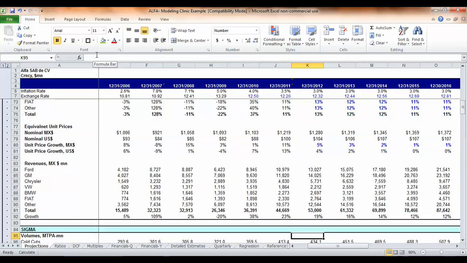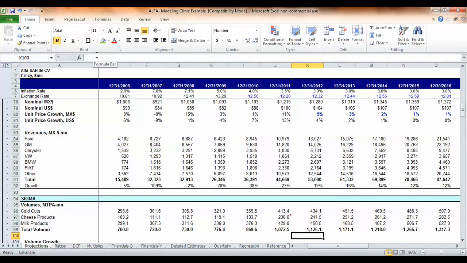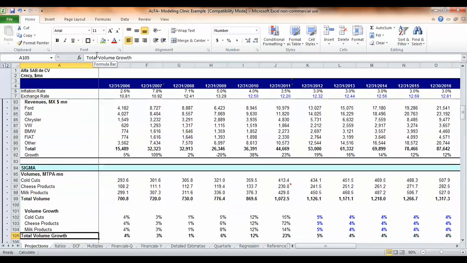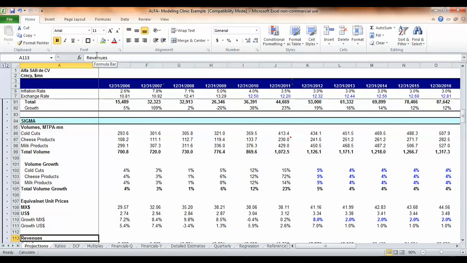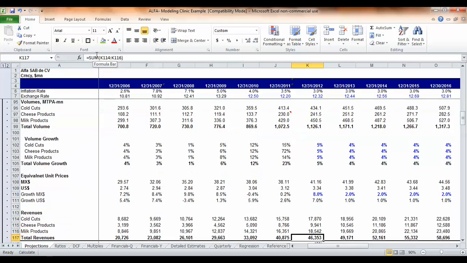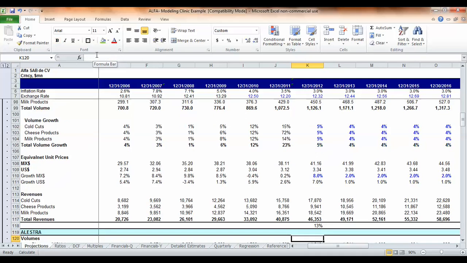The next one is Sigma. This is a processed foods company, branded foods. Cold cuts, cheese products, and milk products. The same mechanical procedure. We have the historical volumes and prices. We translate the growth rates into drivers, and with the drivers we calculate future volumes and growth. We add the total revenue by line, we calculate the consolidated revenue for that business segment. And with that we can also calculate the growth rate for the business segment. Consolidated.